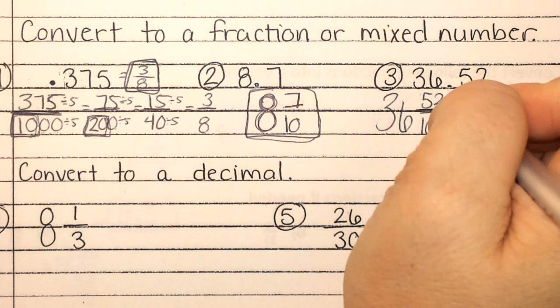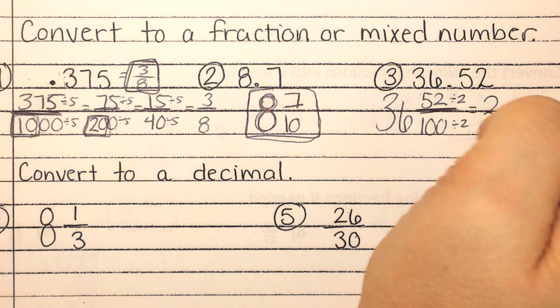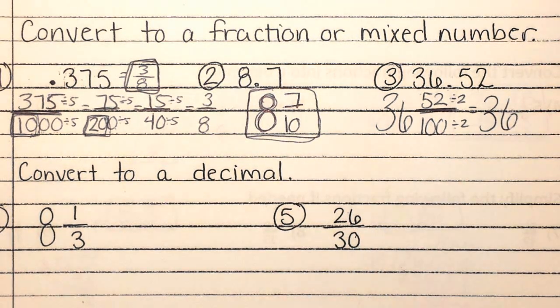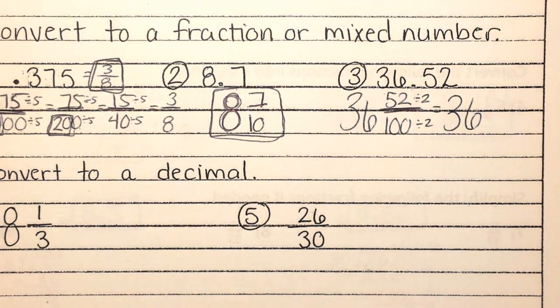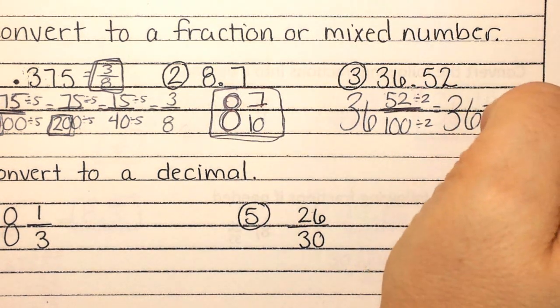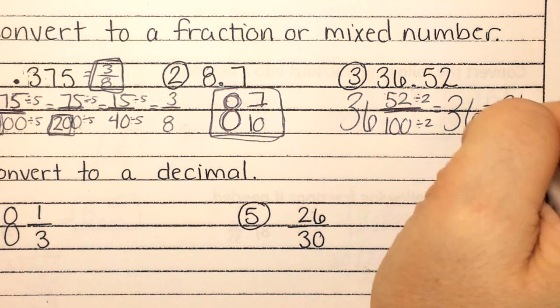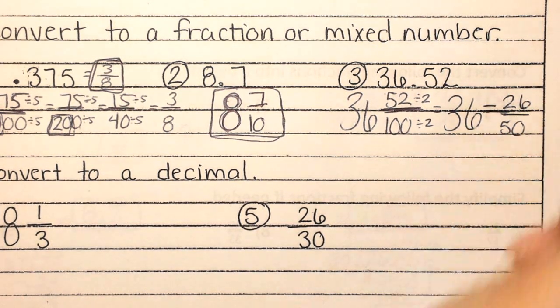Divide by 2. 2 will go into both of those, so I'm going to divide them by 2. All right, don't forget our 36 is still there. 52 divided by 2 gives me, what do I get? 26. 26 over 50. Okay, so I got 36 and then 26 over 50.